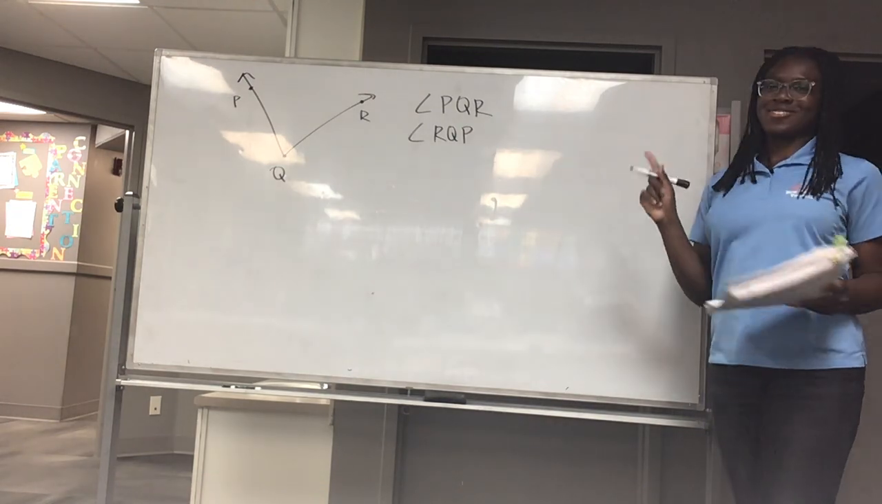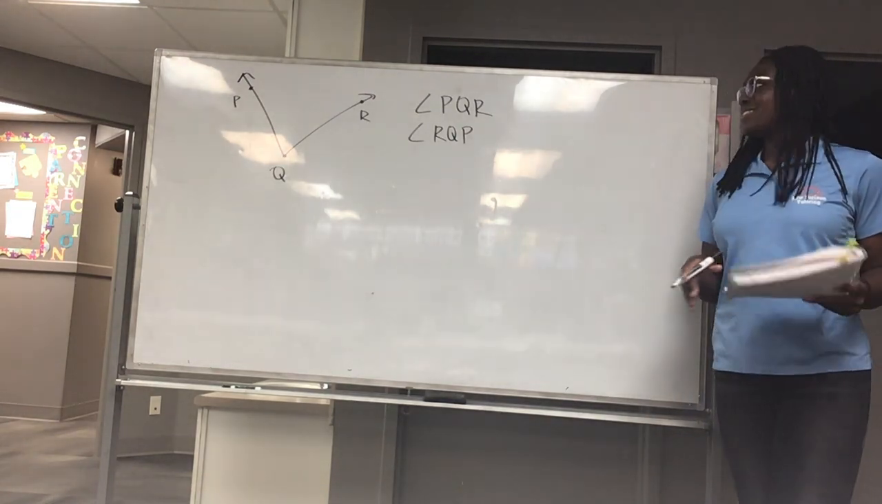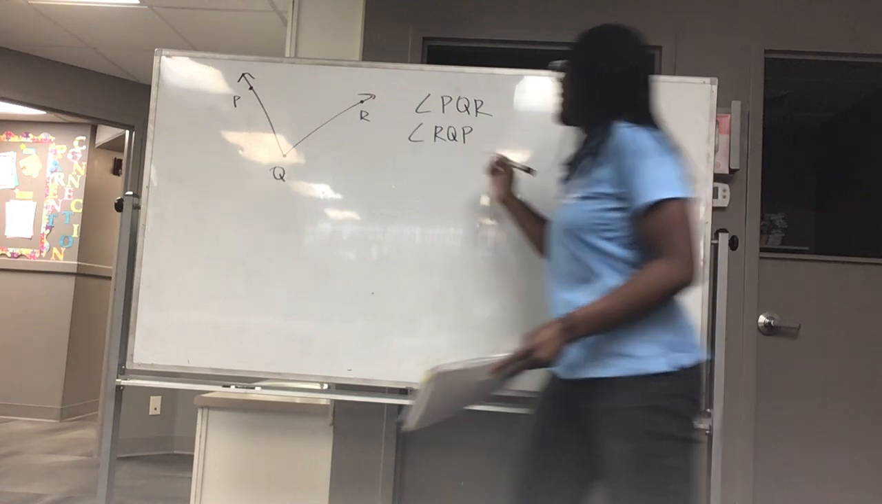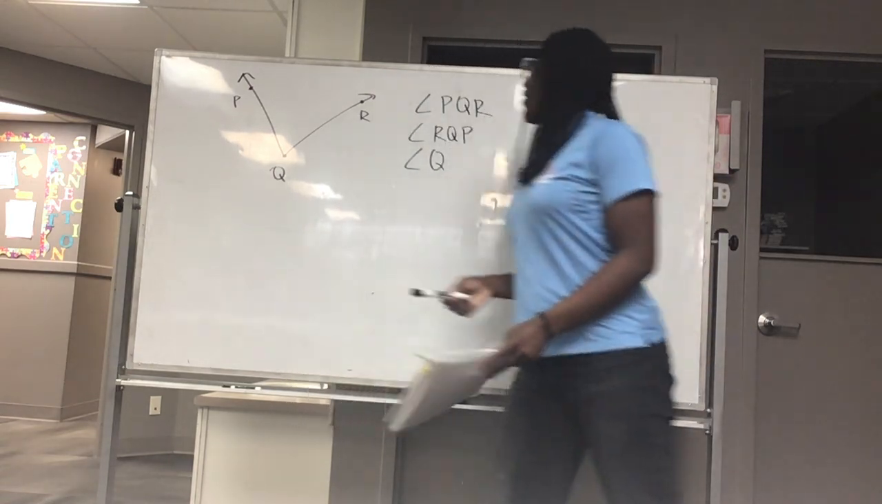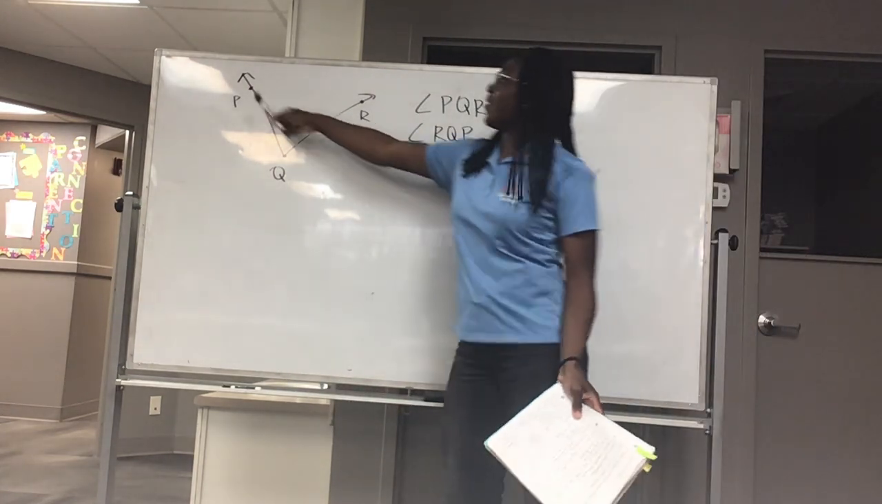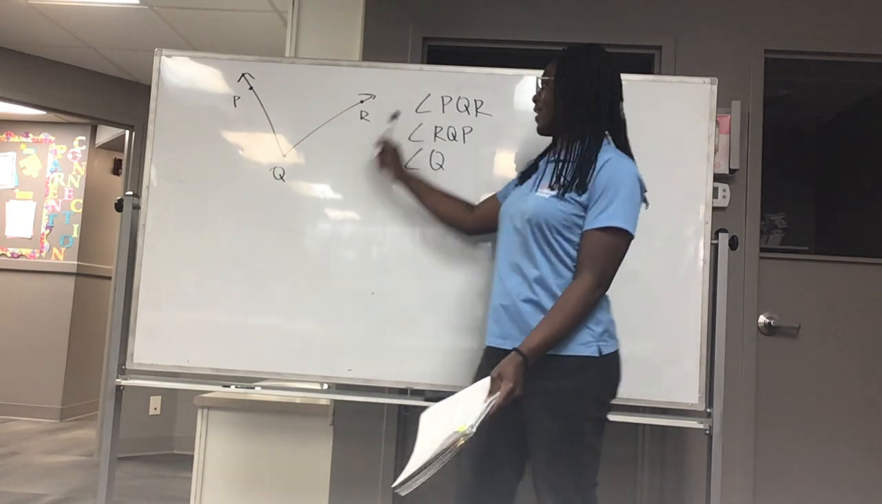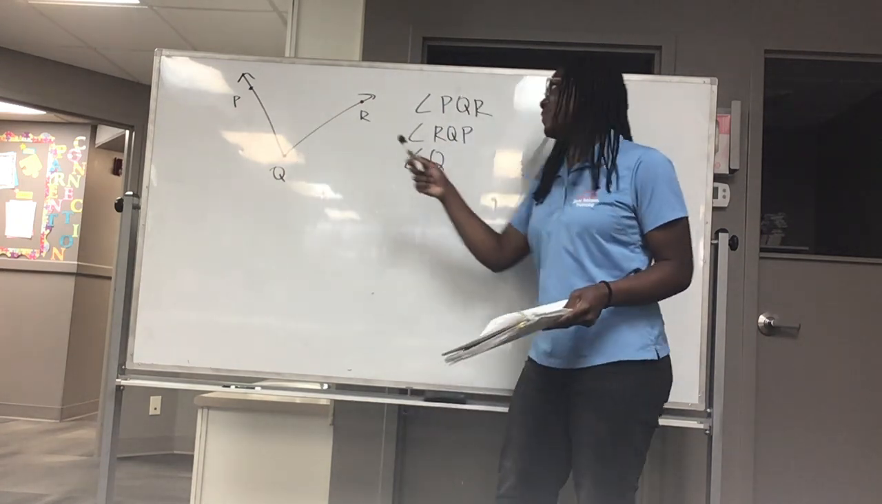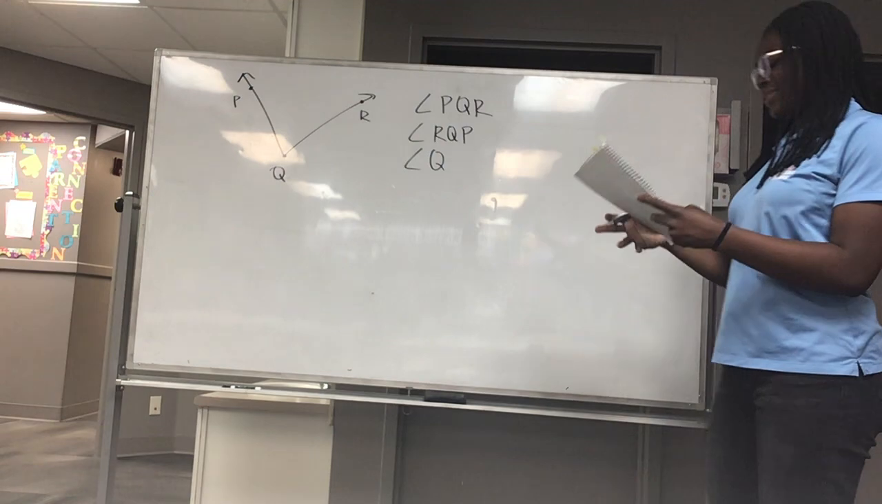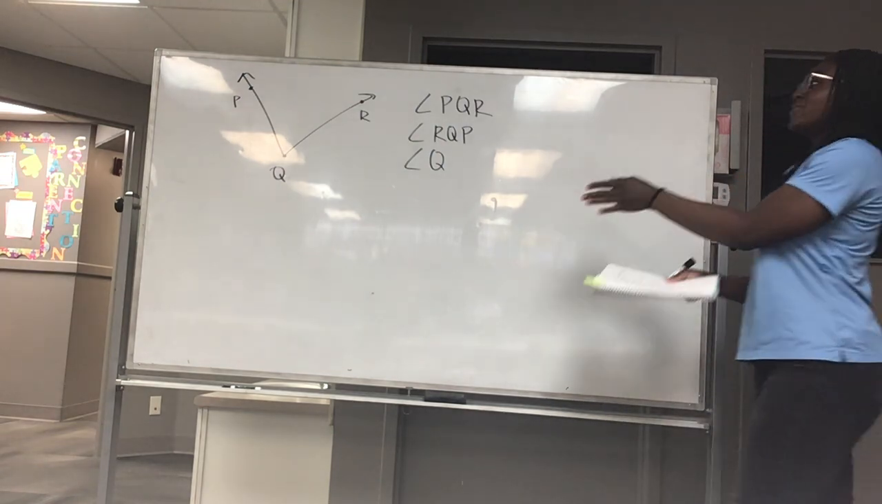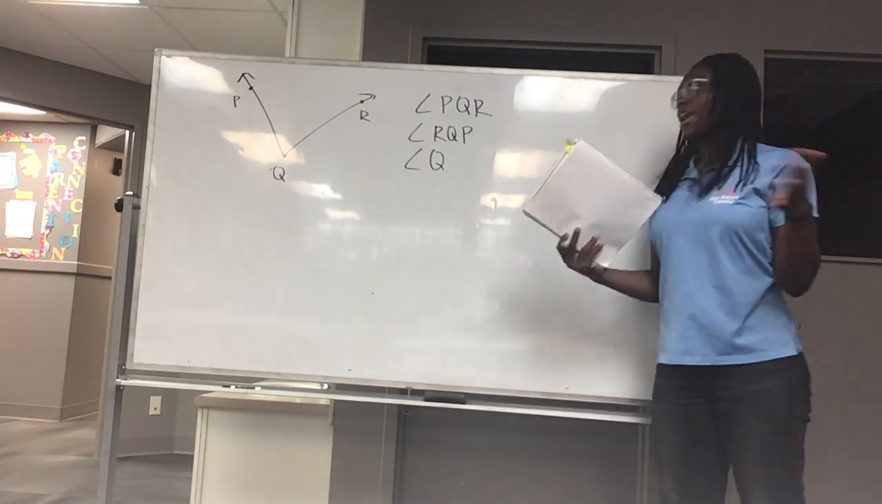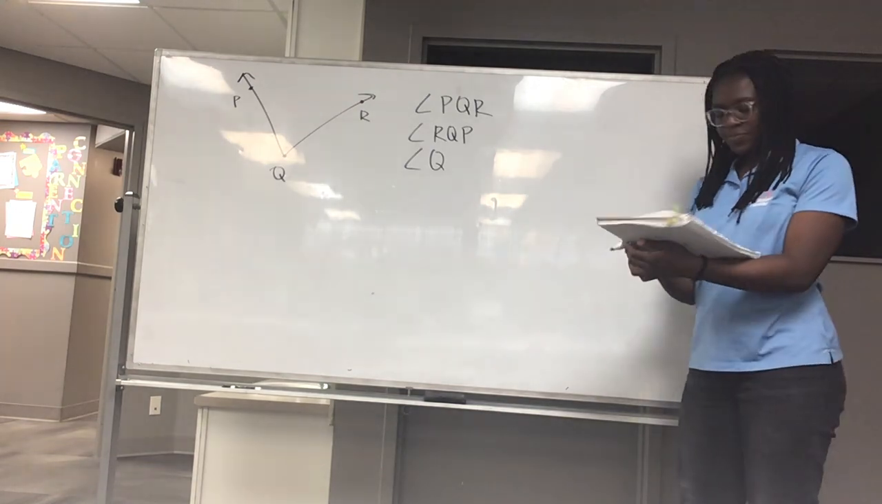There's one more, guys. Q. Yep. Angle Q. So we could either go from left to right, or right to left, or we could just call it by the name of the vertex. So there are 3 different ways we could name an angle. So if you see any of these, you'll know which angle they're talking about if there are multiple.